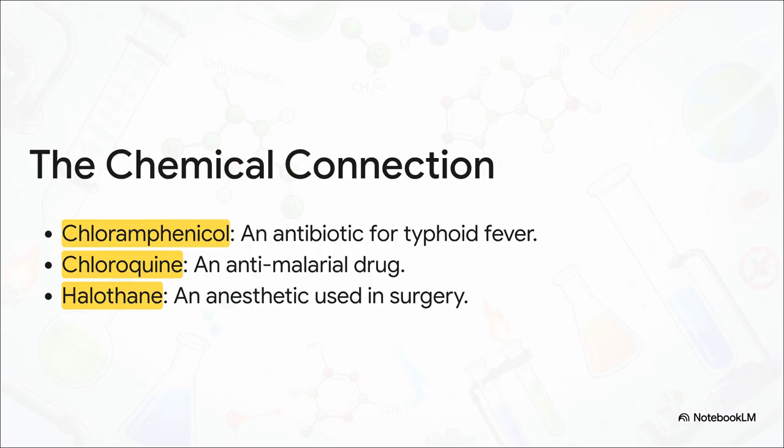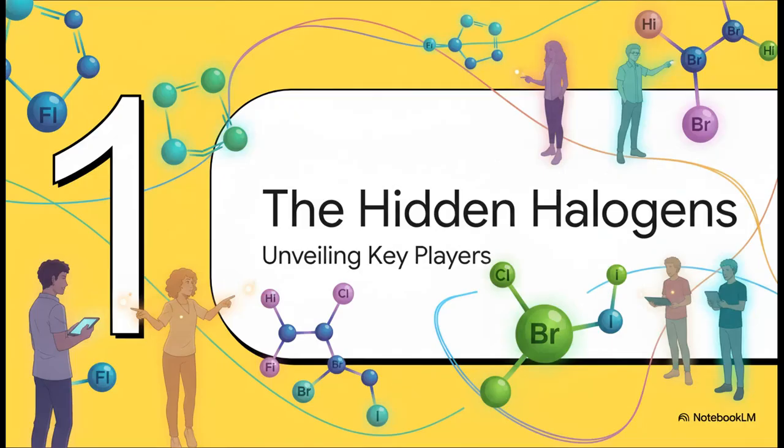Yep, every single one of those lifesavers, chloramphenicol for typhoid, chloroquine for malaria, halothane for anesthesia, they all have a halogen atom tucked inside. It's this tiny little addition that completely transforms them, turning them into medical powerhouses. So, who are these key players really? Let's pull back the curtain and meet these hidden halogens.